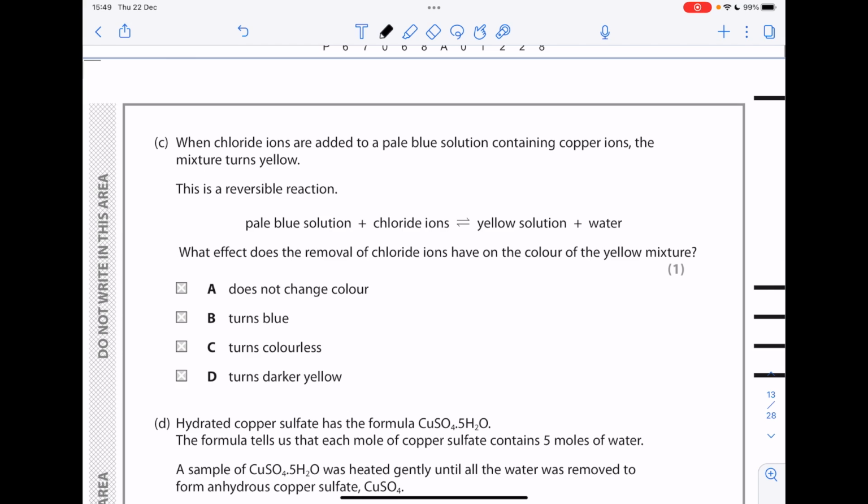When chloride ions are added to a pale blue solution containing copper ions, the mixture turns yellow. This is a reversible reaction. What effect does the removal of chloride ions have on the colour of the yellow mixture? So if we remove chloride ions, the position of equilibrium shifts to the left to replace them, so we will see it turn blue.